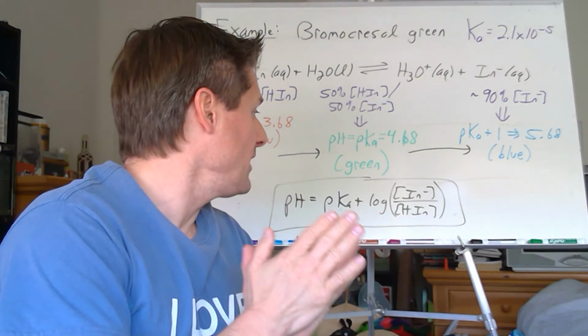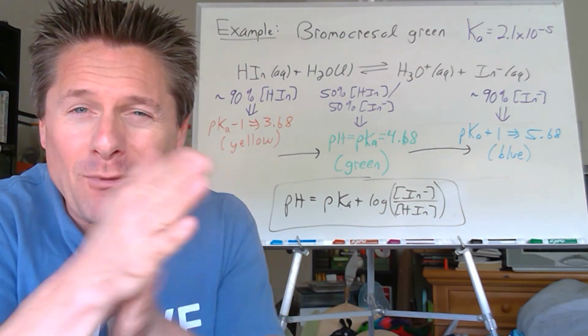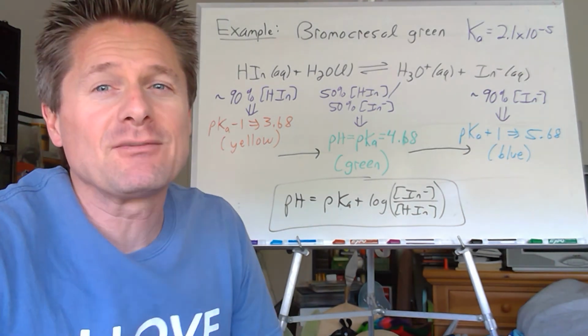All right, so that's enough for indicators. Let's get to some titration curves. We'll start with the easiest one first, strong acid with strong base.